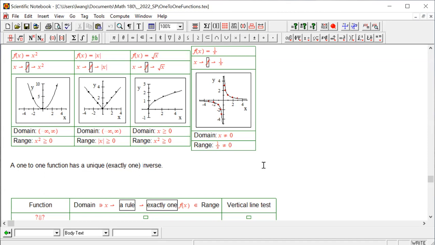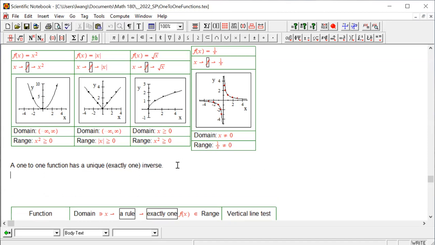The question is, how do we find the inverse of a one-to-one function? That will be the topic for the next lesson.